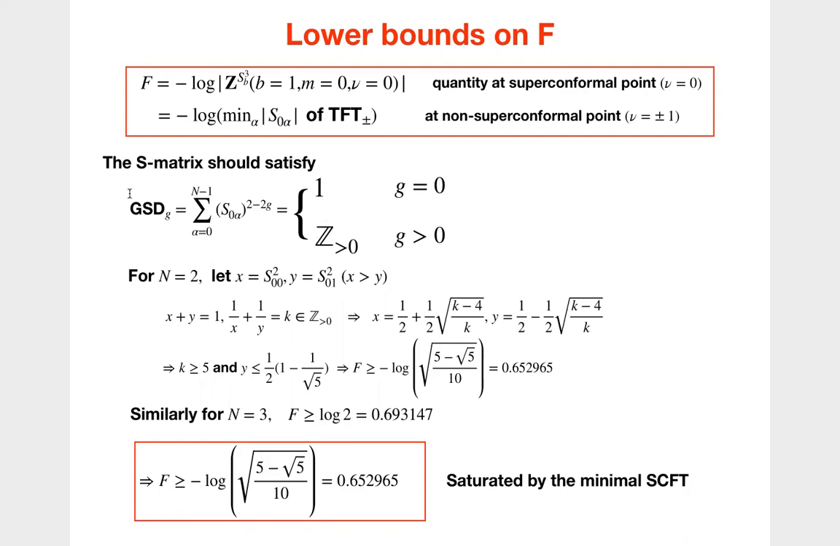So this will highly constrain the possible values of the S matrix. And then using our dictionary, we can derive the lower bound of F very easily. Using the modular S matrix, we can derive that there is a lower bound on F, and this lower bound is actually saturated by the minimal CFT, whose corresponding non-unitary TQFTs are Lee-Yang TQFTs. So in this way, we can prove that this minimal CFT has the smallest F among all the rank 0 CFTs, maybe among all the 3D N=4 CFTs.